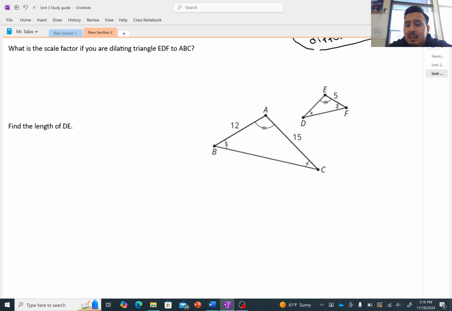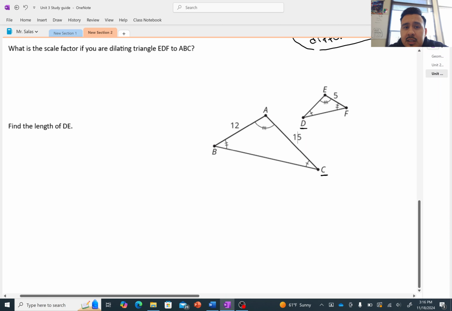So I know that the C corresponds with the letter D because I look at the angle for D and it only has one line going through it. That tells me that this angle is congruent to this angle, right? So if those two angles are congruent, then I have to find the next pair of congruent angles.